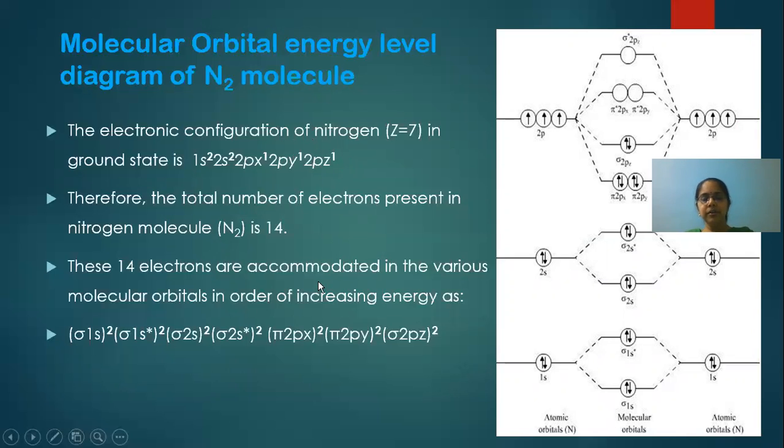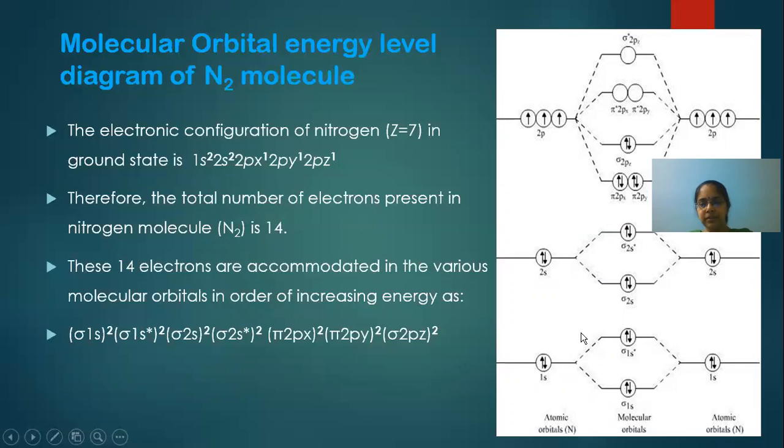So the energy order is not as the general pattern. That means after sigma star 2s, the electrons will enter into the pi set, but not sigma 2p, because the nitrogen has only 3 electrons in the p orbital. Now let us distribute the 14 electrons in the molecular orbitals that are produced. See here, this is the energy level diagram of the nitrogen molecule. The atomic orbitals of the two atoms are represented on the sides, whereas molecular orbitals are represented in the middle.